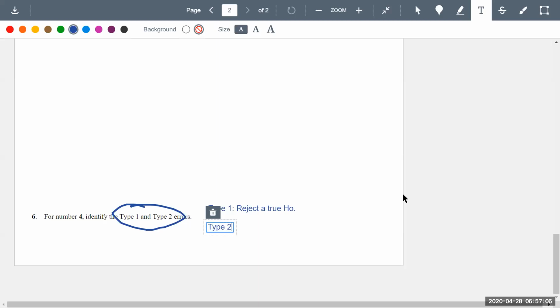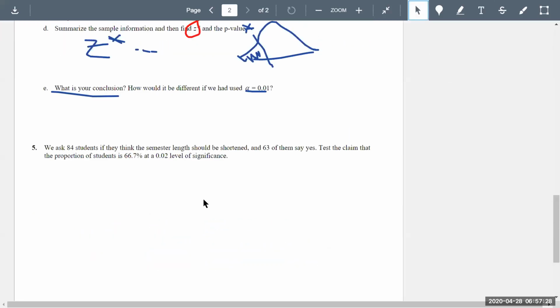Type 2 then would be the other possibility. If I fail to reject the null when it's actually false. So if I fail to find evidence that the null is wrong, but in reality, it's wrong. Okay. So this is a very short and sweet one.